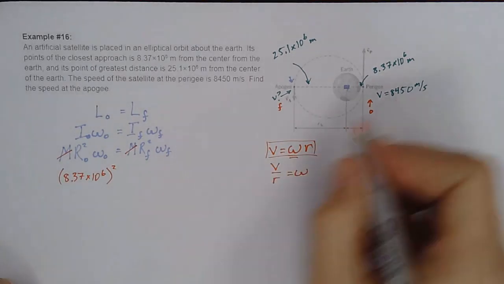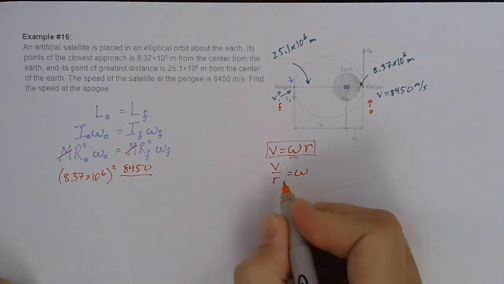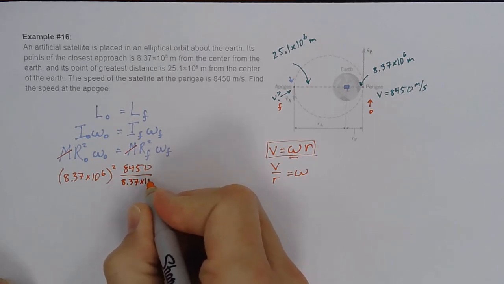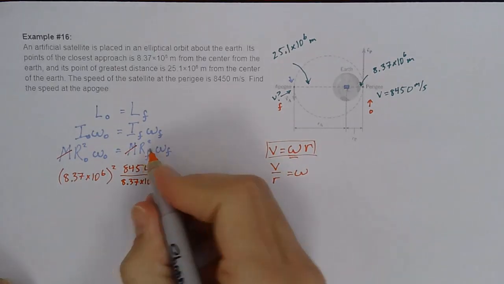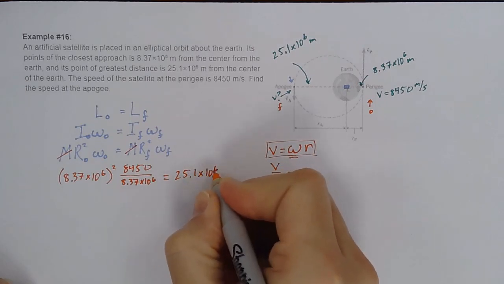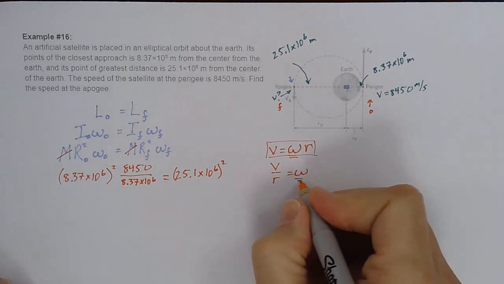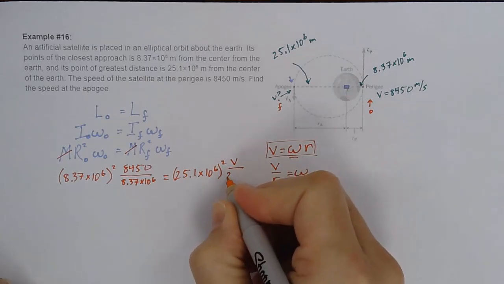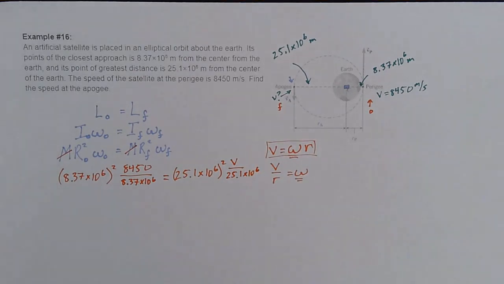So we've got the initial speed, which is 8.450, which will be divided by the radius again, which still is 8.37 times 10 to the 6th meters. That will be equal to the final radius, which is 25.1 times 10 to the 6th, squared, times the final velocity. Again, we don't want the angular speed, so we're going to go v over r again, so that 25.1 times 10 to the 6th.